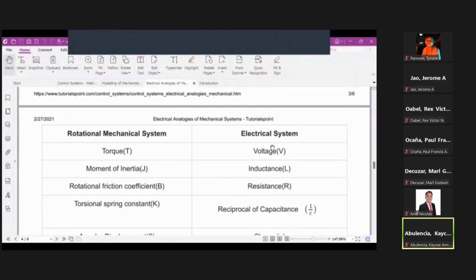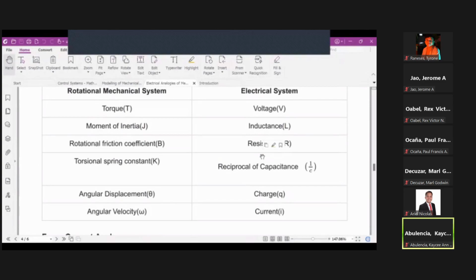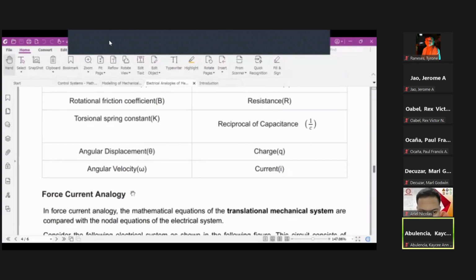You have torque equivalent to voltage, the moment of inertia equivalent to inductance, the rotational friction coefficient equivalent to resistance, the torsional spring coefficient equivalent to the reciprocal of capacitance, and the angular displacement equivalent to charge. Also, the angular velocity omega is equivalent to your current. So those are the different electrical analogies in comparison to your translational and rotational mechanical systems.